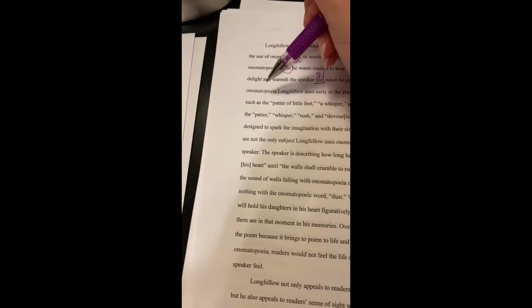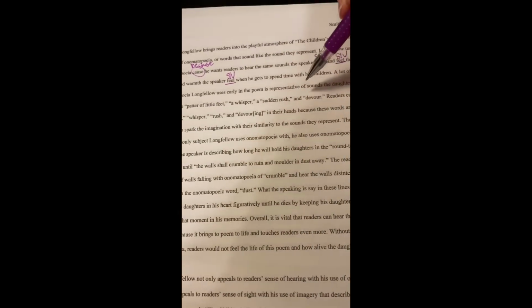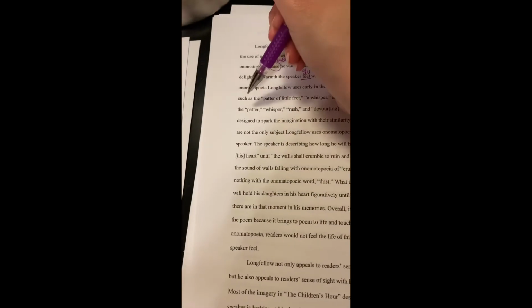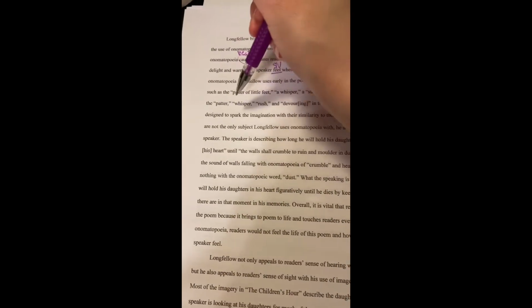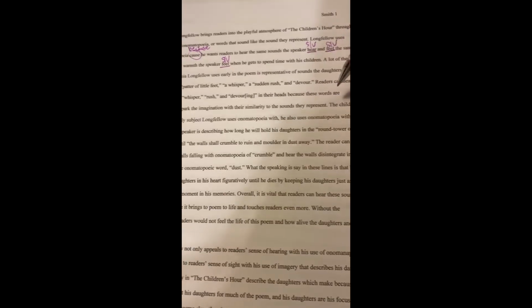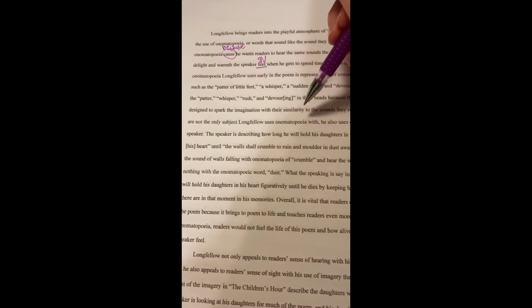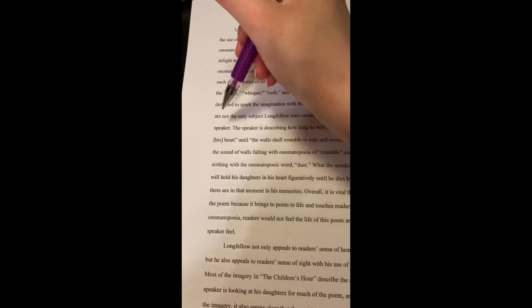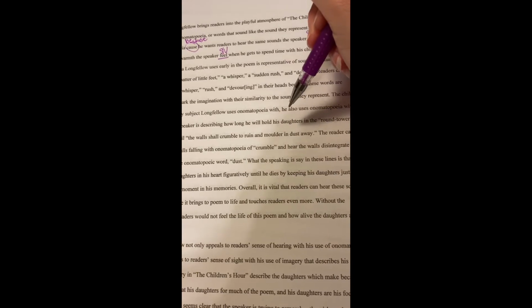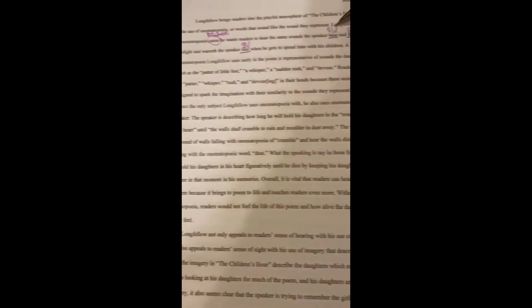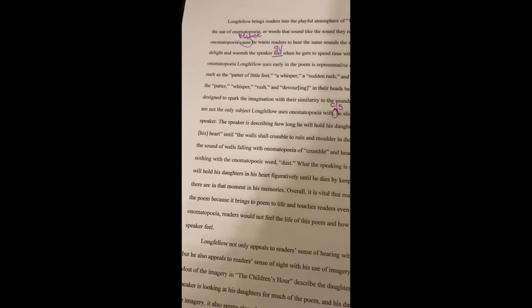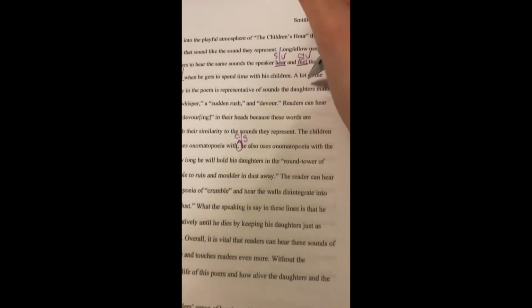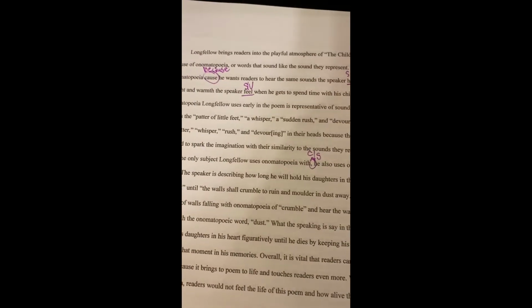A lot of the onomatopoeia Longfellow uses early in the poem is representative of sounds the daughters make, such as patter of little feet, a whisper, a sudden rush, and devour. Readers can hear the patter, whisper, rush, and devouring in their heads because these words are designed to spark the imagination with their similarity to the sounds they represent. The children are not the only subject Longfellow uses onomatopoeia with. He also uses onomatopoeia with the speaker. Okay, so I've seen a few errors here. This is what we call a comma splice, C/S. Up here, a lot is informal, so we're going to say much of the onomatopoeia.